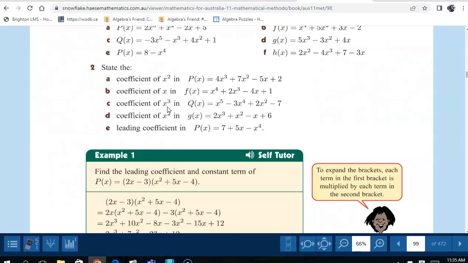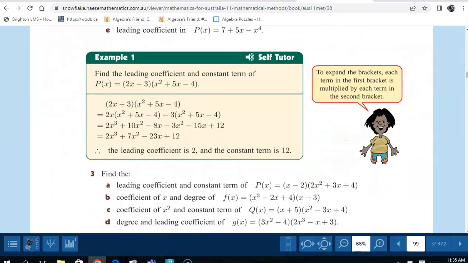Leading coefficient for E? No, it's not 7. 7 would be a constant term. Remember, the leading coefficient is the one that's in front of the biggest power, -1. All right? So little things like that.